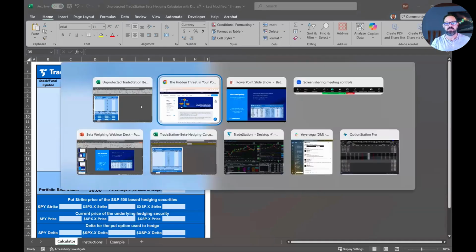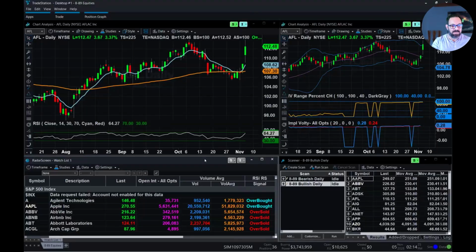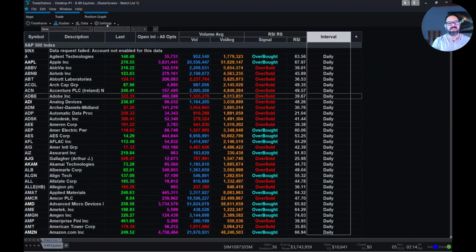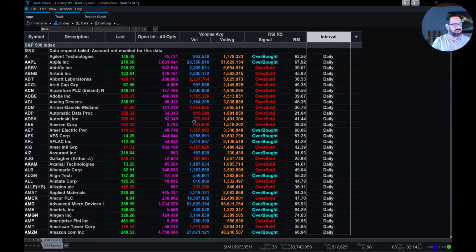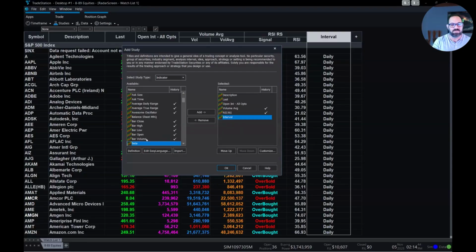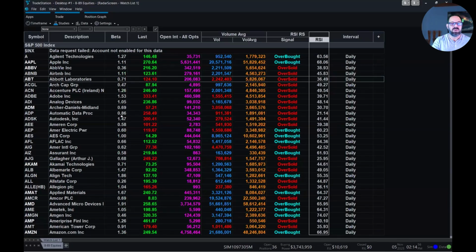And I can show you in TradeStation, I happen to have a watch list shown right now, not a portfolio, but if I were to go in under studies and add a study in TradeStation. Sorry, my computer is running a little slow. It's not TradeStation. It's definitely my computer. I'm running a bunch of things around here. But you see, there is beta under indicator, and I can add it in. I'll move it up a little bit here next to the last price. And there are the betas for the S&P 500.